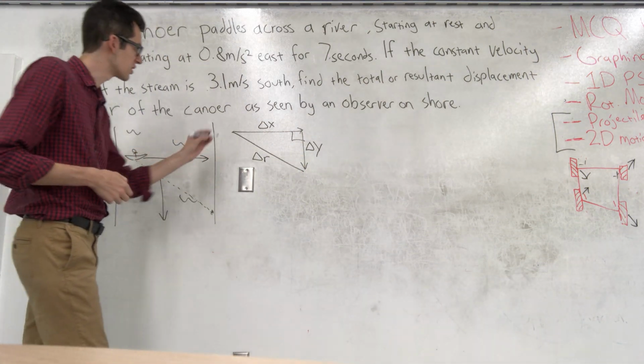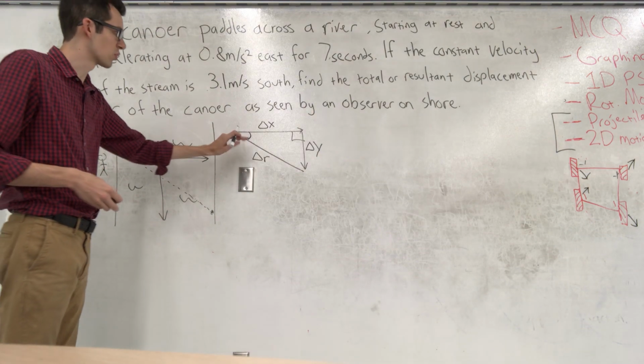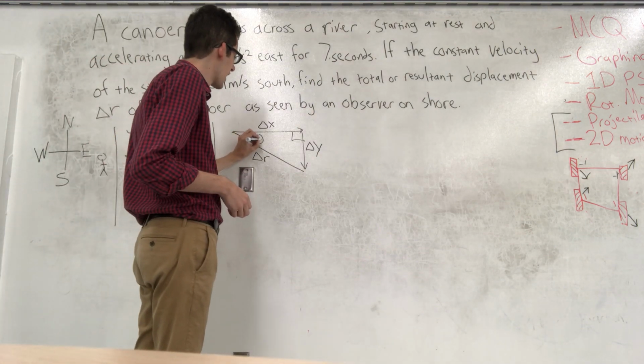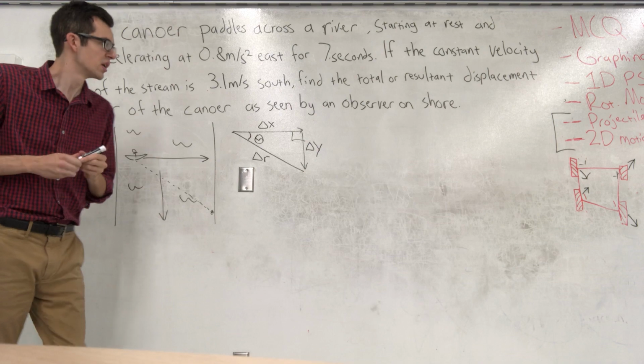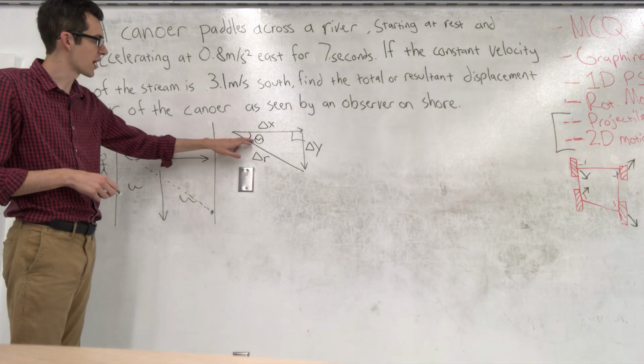We will also need to report a direction on our delta R. In order to do that, we'll need to find an angle theta. So we'll get to that and we'll use some inverse trigonometry to find our angle theta.